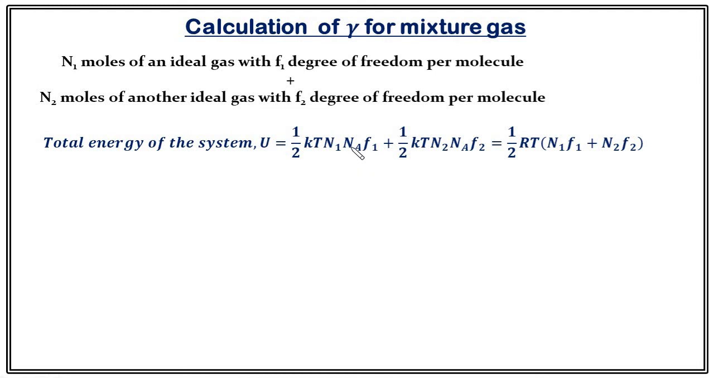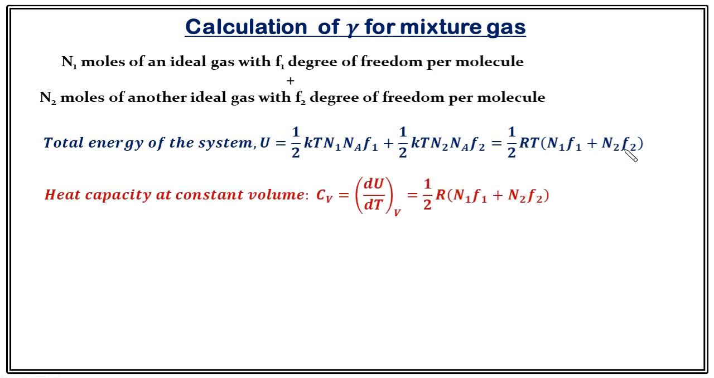For 1 mole it will be multiplied by Na, and for N1 moles it will be multiplied by N1. So it will be half kT N1 Na F1. Similarly for the second gas. So the total energy of the system will be half R T times N1 F1 plus N2 F2. Now we know the total energy, so we can simply calculate the heat capacity at constant volume by dU/dT at constant V. Here this heat capacity is no longer molar because this is the total energy, not energy per mole. So if you calculate dU/dT, it will be half R times N1 F1 plus N2 F2.